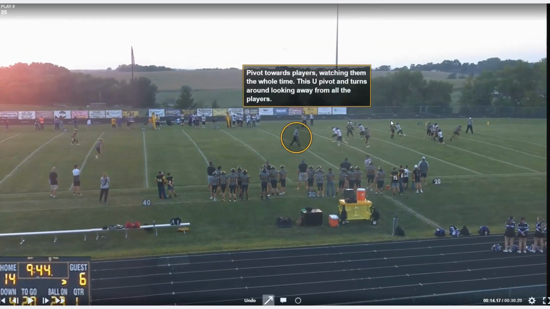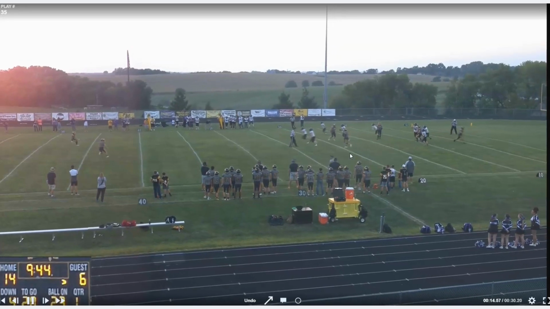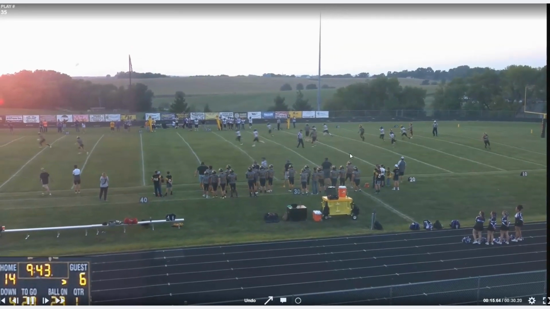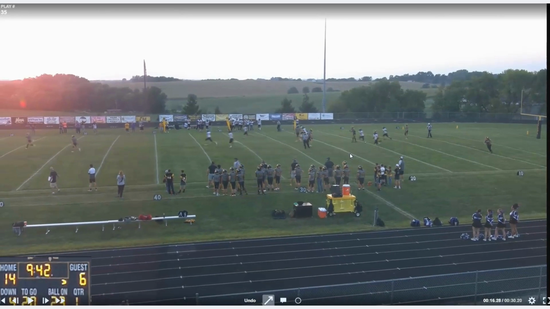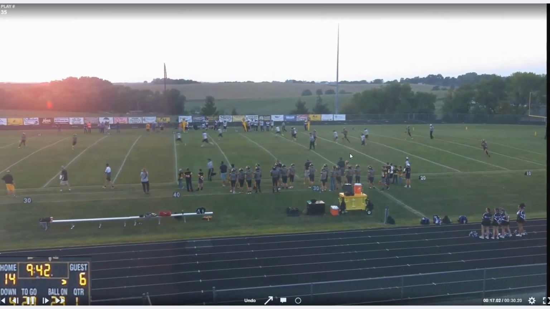So now, let's take a look at this umpire. He actually pivots away from the players. Obviously, if the players go to your left, we want you to pivot towards them, keeping them in your vision the entire time. So as we go slow motion here, you can see our umpire actually pivots away from all the action, and the players are the ones who are going to foul. So pivot towards them, watching them.